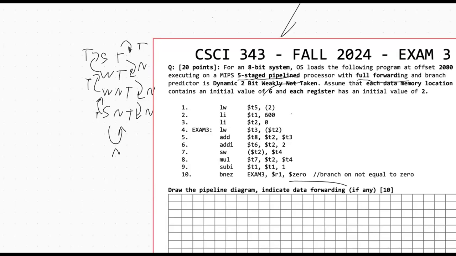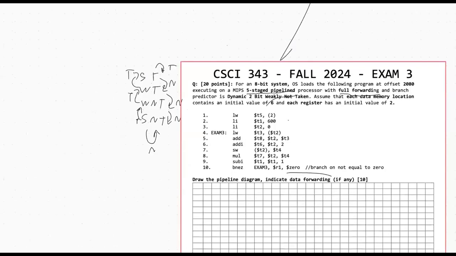So in this case, we are starting out with weakly not taken. That's this stage over here. And we just want to keep that in mind because this is where we're going to be starting. Whatever the outcome of our branch is going to either push us upwards or downwards. All right, now we're good to start the question.